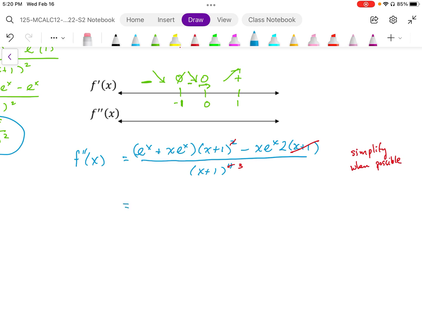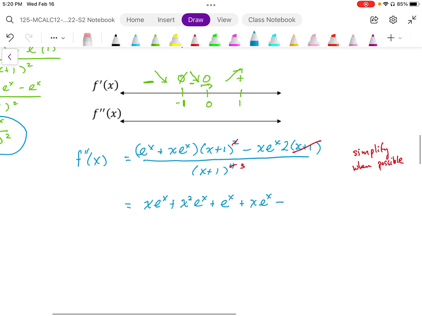So expanding this all out, I get x e to the x plus x squared e to the x plus e to the x plus x e to the x. And then this is minus, since that all cancels out, 2x e to the x. Now this is way easier to do than if I had that extra x plus 1 term in there. So again, it's really important that we simplify when possible.